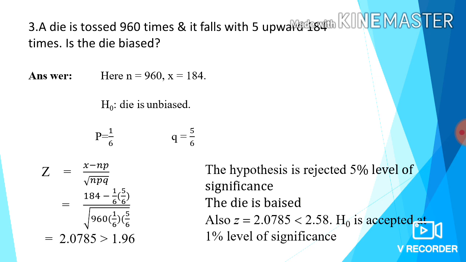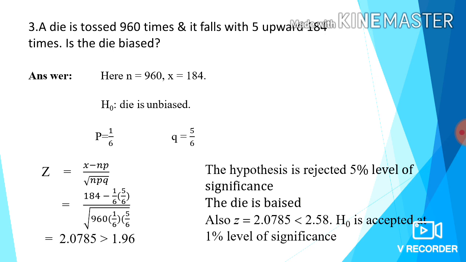Now Z is (x minus np) by the square root of npq. Substituting all the values, we get 2.0785, which is greater than 1.96. The hypothesis is rejected at 5% level of significance. So the die is biased.